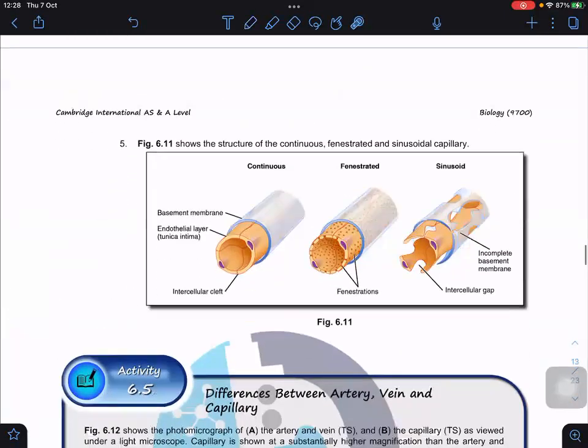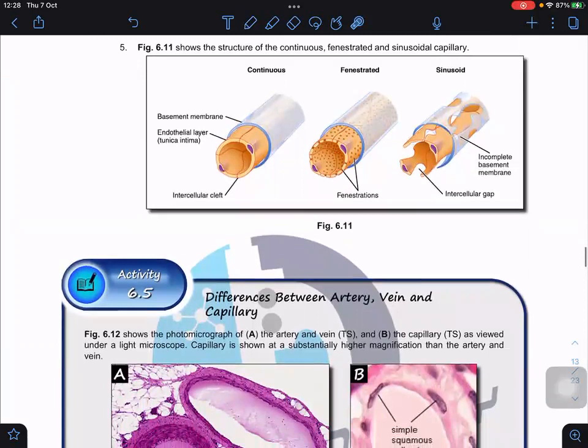In terms of structure, in continuous capillary, the basement membrane has no pore, and the cells don't have gaps or pores either. So this kind we call continuous capillary. Most of the blood capillaries in our body use this.